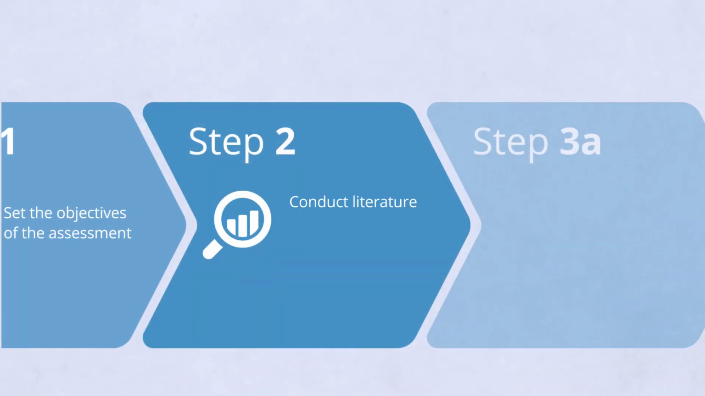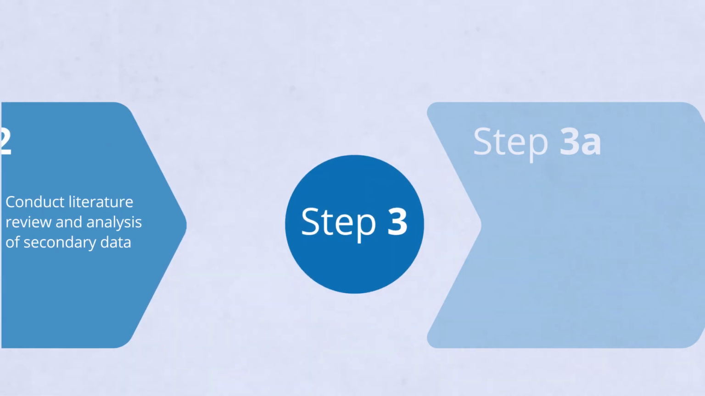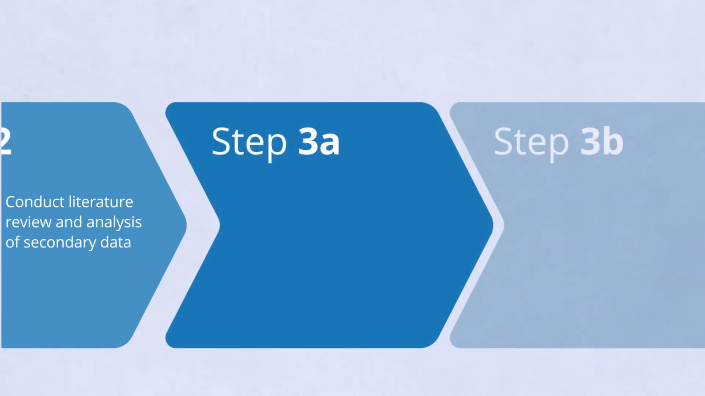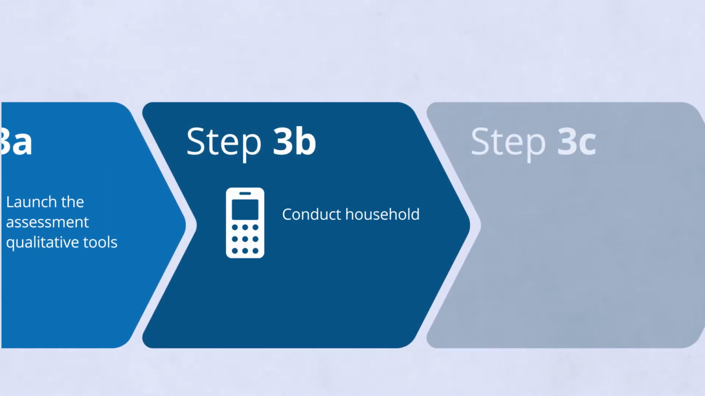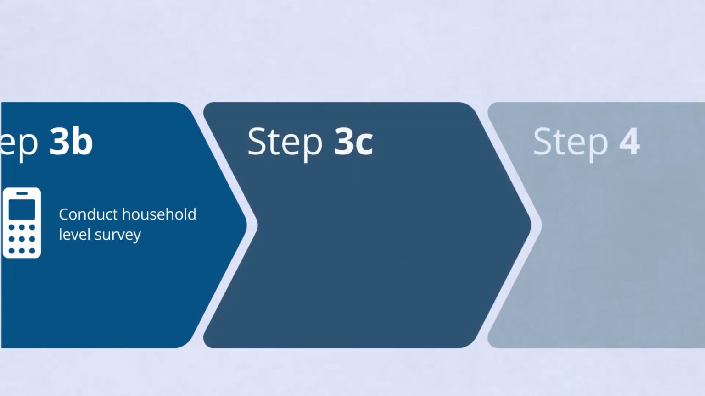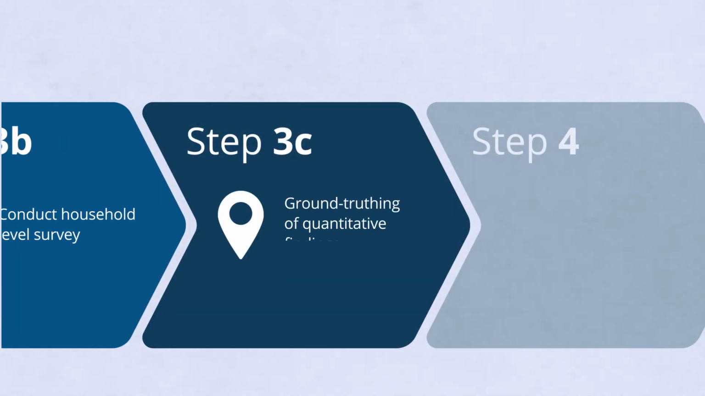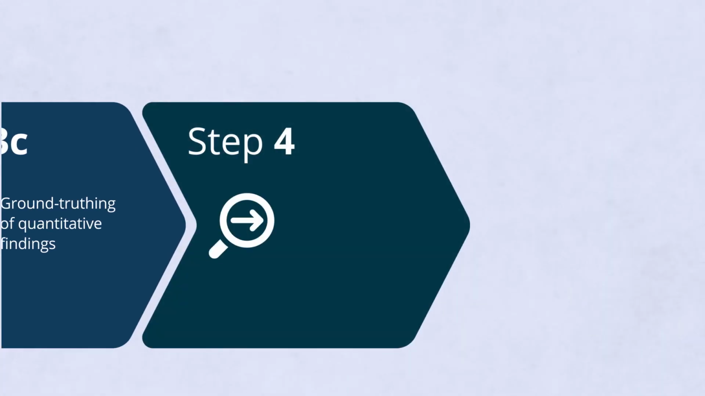Step 2. Conduct a literature review and analysis of available secondary data, which will also guide the primary data collection where needed. Step 3. Then collect primary data in the following order. A. Qualitative data collection through focus group discussion and key informant interviews. B. Household-level quantitative data collection. And C. Contextualizing results through additional qualitative data collection. Finally, for Step 4, set up a monitoring system to track trends in the population's capacity to meet essential needs.